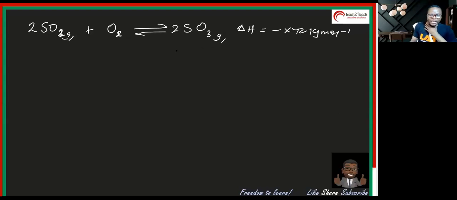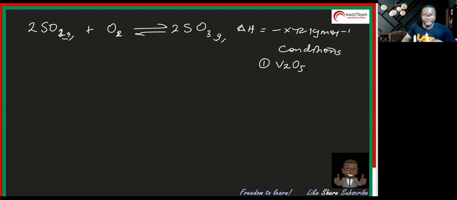So you can see there. Now, what are the conditions for the contact process? Number 1, it requires vanadium 5 oxide. Remember vanadium 5 oxide? That is the catalyst required for this reaction. So the reaction requires a catalyst.